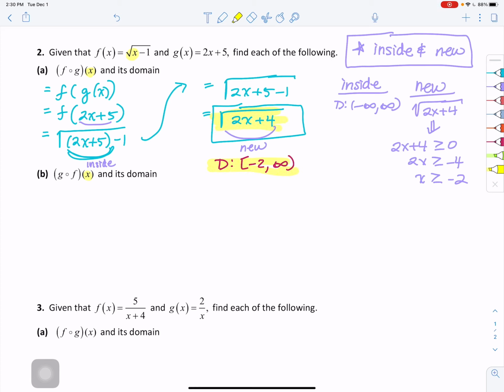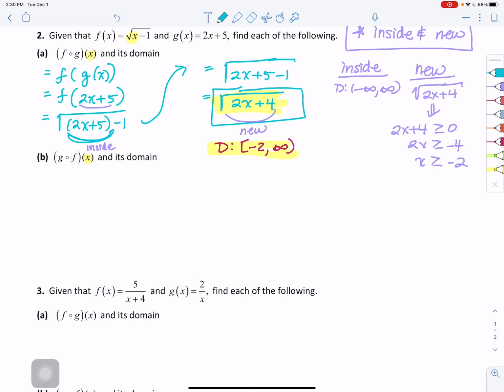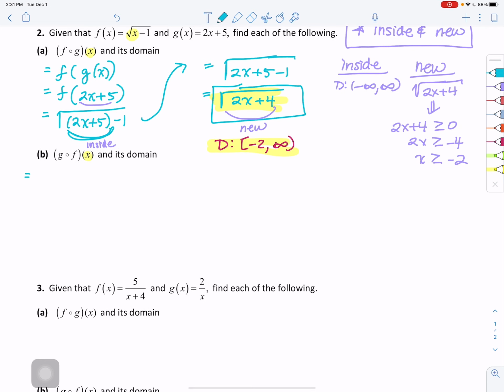Let's try g composed with f in the same manner. By definition, that's g of f of x. That's g of, and we go find f of x, which is the square root of x minus 1, and we put that. That is what we call our inside function. Now we're going to go to g, and everywhere there's an x, we're going to put the square root of x minus 1.